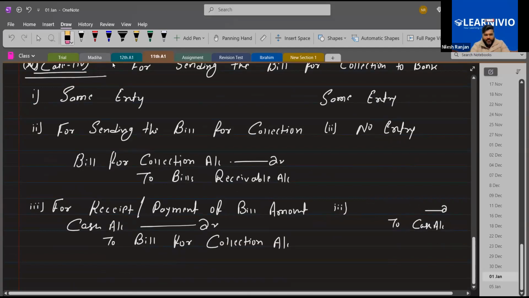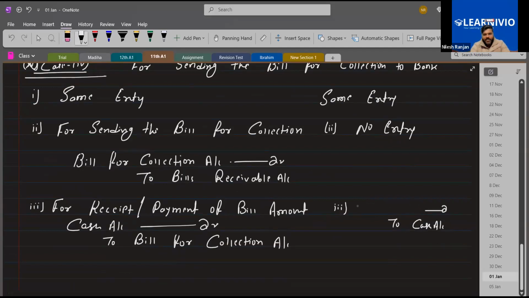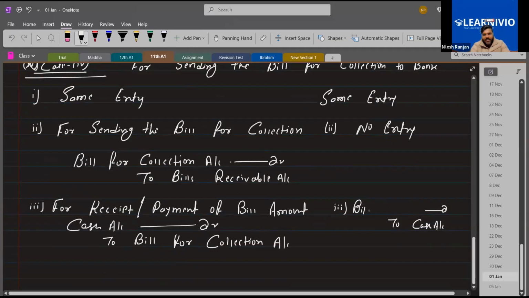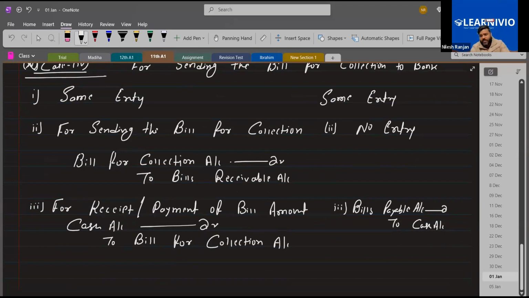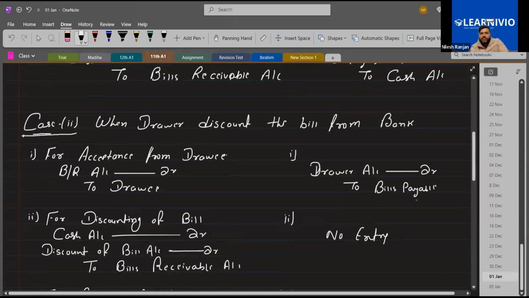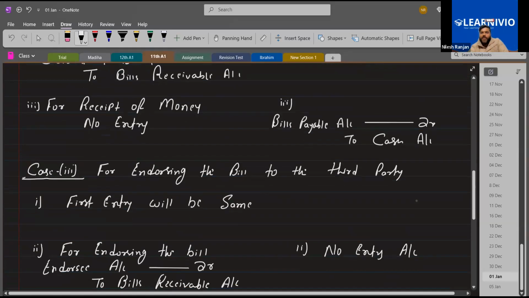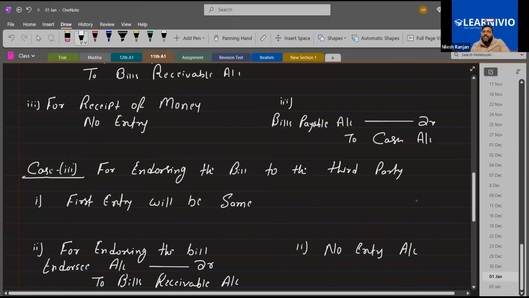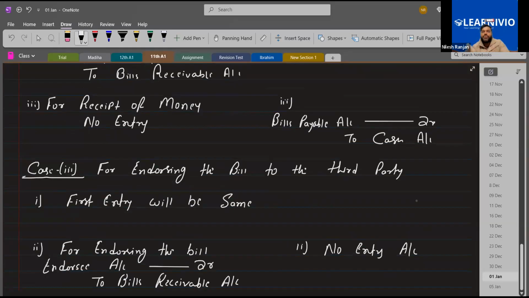This is a mistake. Bills payable. I have also said this in all the cases in the drawer's book in the previous class. Is this what you wrote in case 2? No, no, case 2 is correct. So I told you in the previous class as well that in the books of drawer, the entry is the same in every case, there is no change. I said this in the previous class, didn't I?